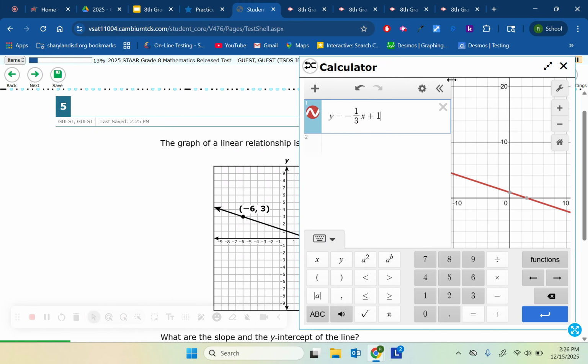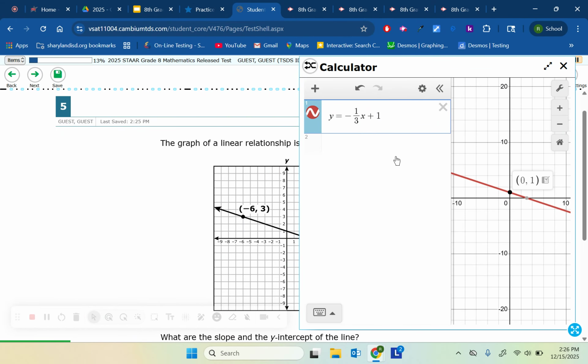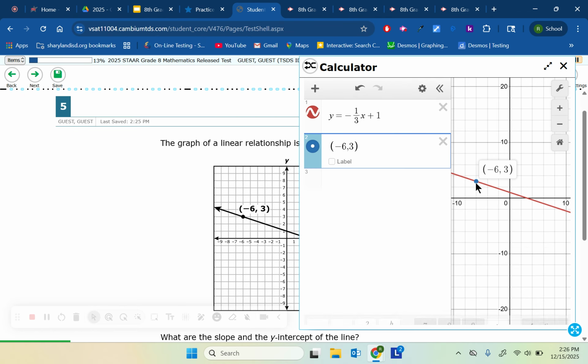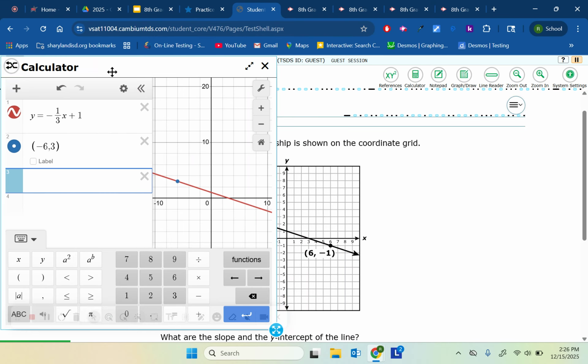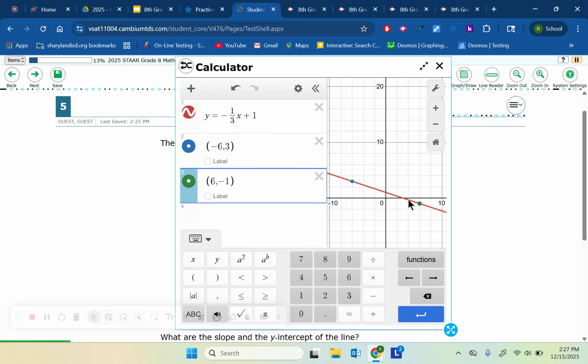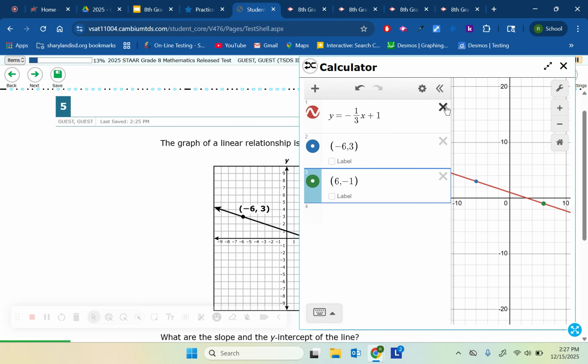And as I'm looking at the graph here, I've got a y-intercept of 1. And let's see here, I'll put over here the coordinate -6, 3 on the line itself right there. And I put the other coordinate 6, -1. It also lies on the line. So I got a y-intercept of 1 and then the coordinates down on the line. That's my answer.